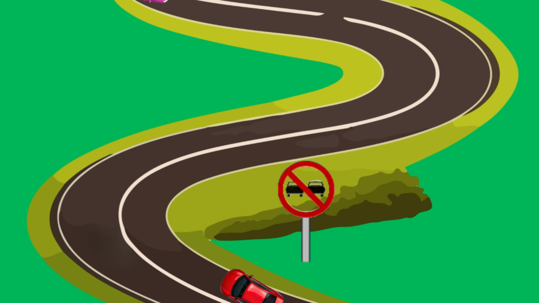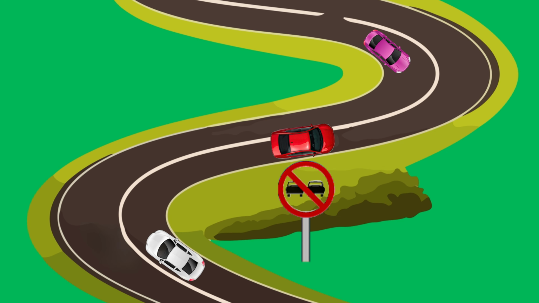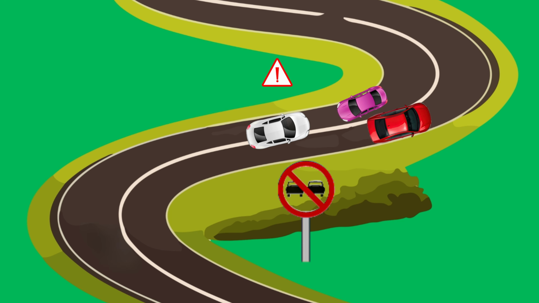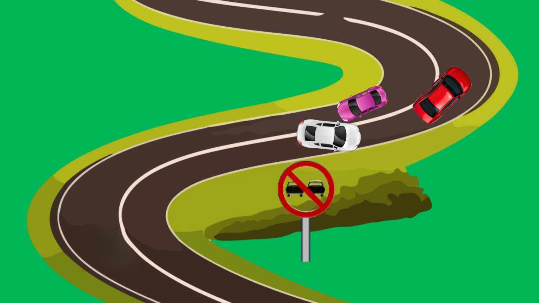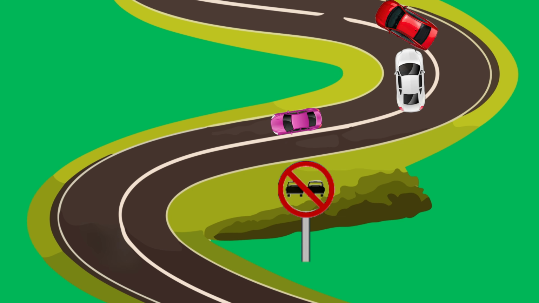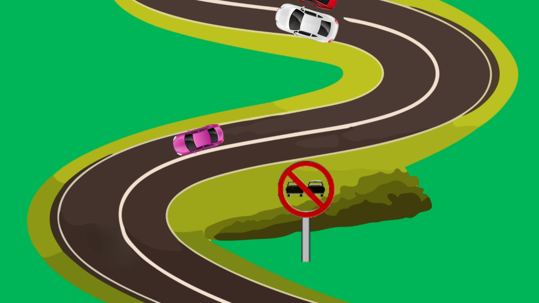Next scenario. The road is curved with a solid line in the middle. This solid line does not allow overtaking. If a driver attempts to overtake on a curve, they are making a serious mistake. In this case, the driver continues trying to overtake, which is dangerous and not recommended. This behavior can result in a fine.